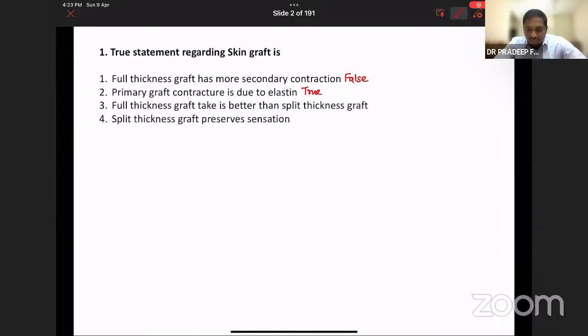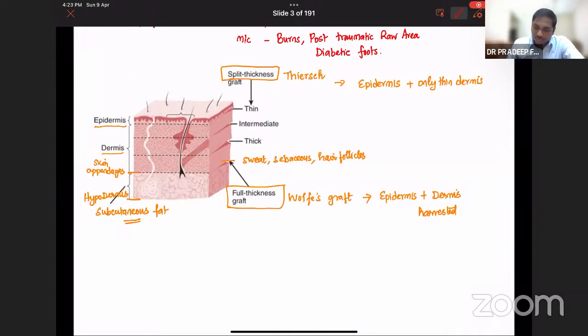Full thickness skin graft take is better than the split thickness skin graft. Actually, full thickness skin graft take is relatively poor than the split thickness. And split thickness skin graft preserves sensation? No, only full thickness skin graft preserves sensation. So I think I have made it clear about the skin graft, and I have also discussed the high yield points related to the skin graft. So with this, shall we move on to the next question?